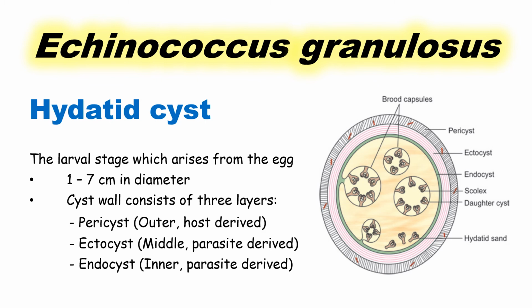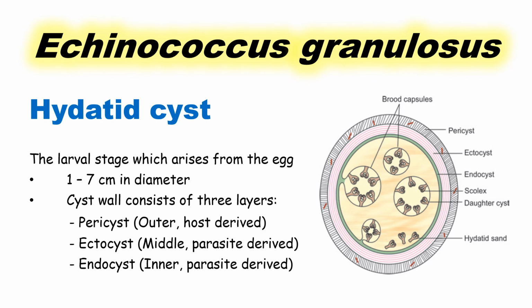It's the larval stage of Echinococcus granulosus which arises from the egg after you ingest the egg, containing its larval stage. It's the egg itself, the hexacanth embryo. So the cyst wall consists of 3 layers.